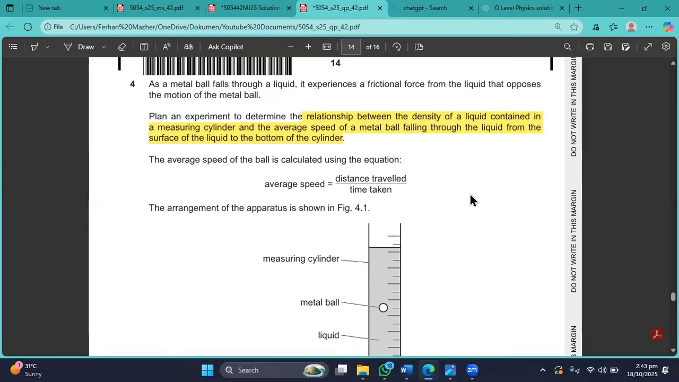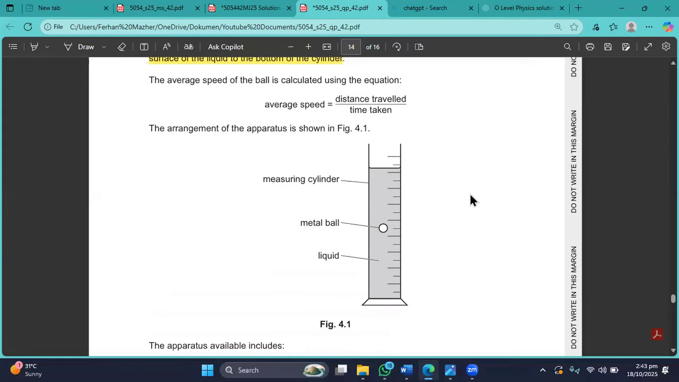As a metal ball falls through a liquid, it experiences a frictional force from the liquid that opposes the motion of the metal ball. Plan an experiment to determine the relationship between the density of a liquid contained in a measuring cylinder and the average speed of a metal ball falling through the liquid from the surface of the liquid to the bottom of the cylinder. The average speed of the ball is calculated using the equation: average speed is equal to the distance traveled divided by time taken. The arrangement of the apparatus is shown in figure 4.1.